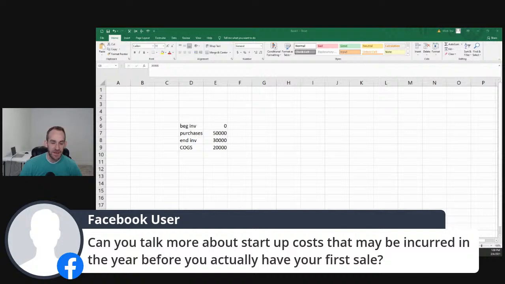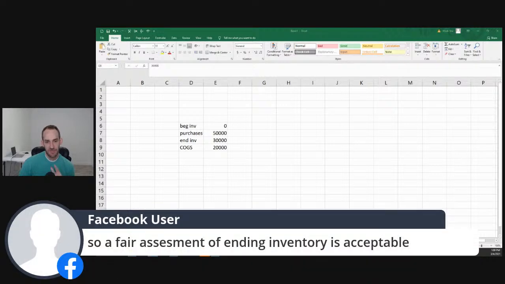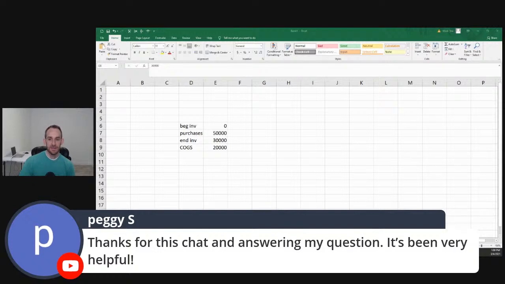More about startup costs. I was actually just reading about this. But before I get into that, I actually really like this method because it's simple and you're still using the accrual method.